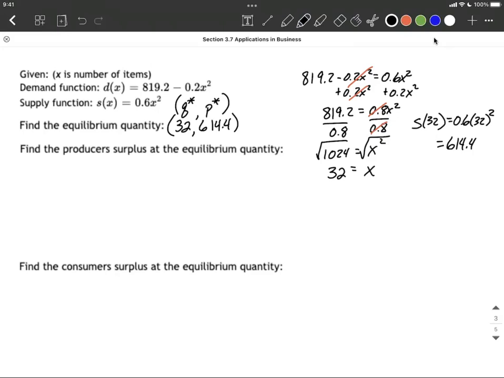All right, again, I know we were only asked for the equilibrium quantity, that would be 32, but we're going to need both the quantity and the price for our equilibrium point to answer these next questions. Okay, next up, let's think about our producer surplus. Producer surplus is when we calculate the quantity of our equilibrium point multiplied by the price of our equilibrium point, and then we subtract off the integral from 0 to our quantity, 32, of our supply function, so 0.6x squared dx.